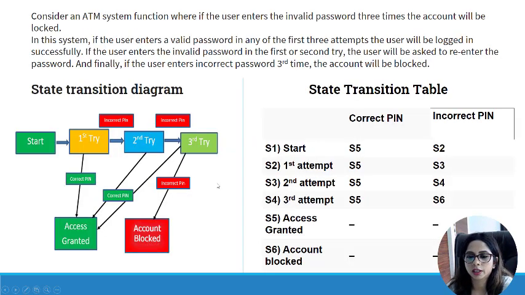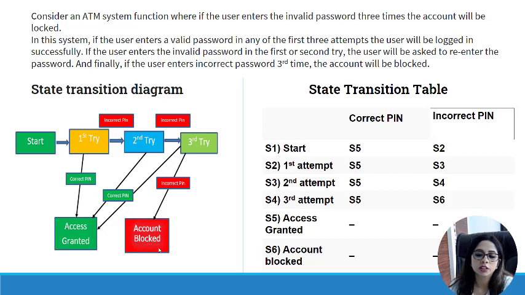We'll go back to the diagram and see. In the second try, if you put in the right pin, you will be granted access. The second try is the state, and when you give the correct pin, you are granted access. If you give an incorrect pin, you'll get a third try. From the third try state, if you give the right pin, you again get access, but if you give the wrong pin, then your account will be blocked.